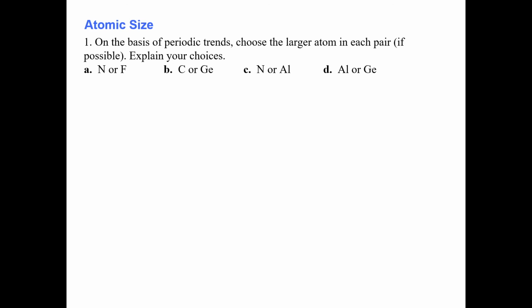Okay, so let's see if you understand the atomic radius trend. Here we have 4 pairs. You need to choose the larger atom if it's possible. So pause the video, take a look at your notes, your periodic table, make your choices, and then press play when you're ready for the answers.